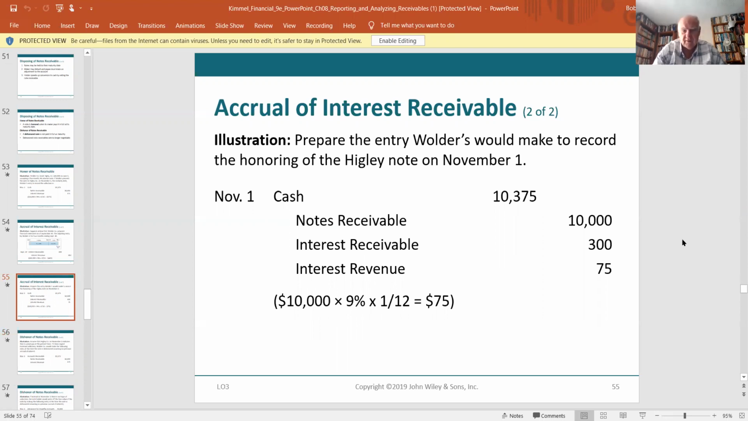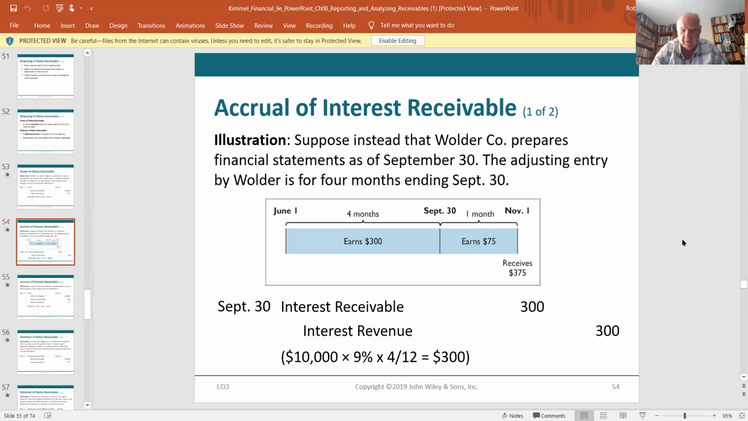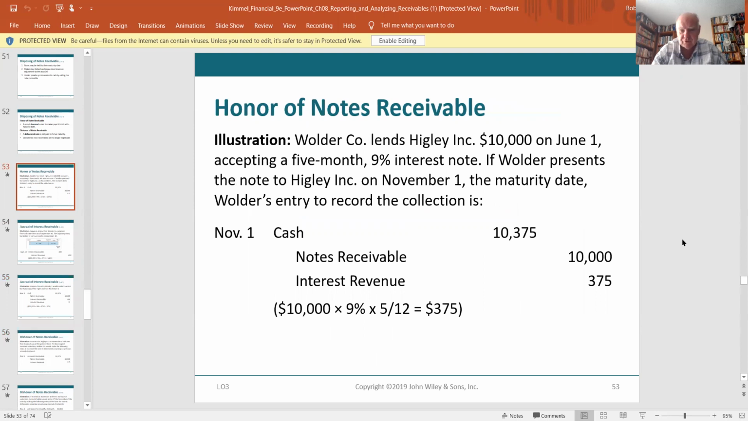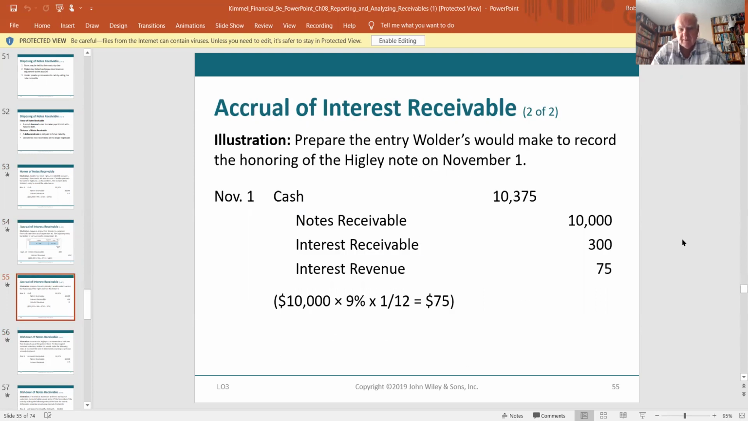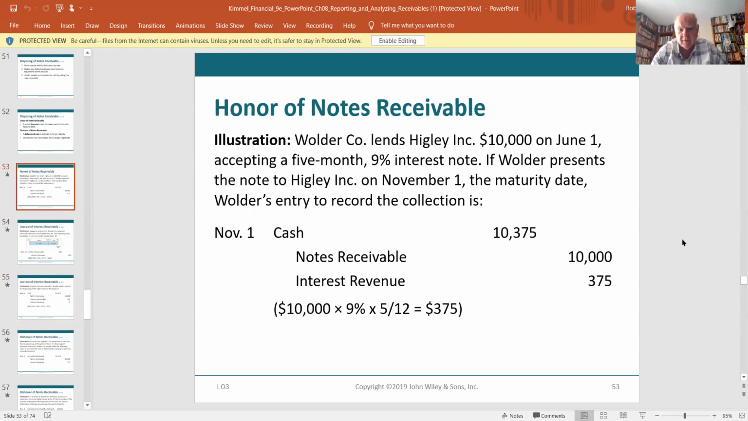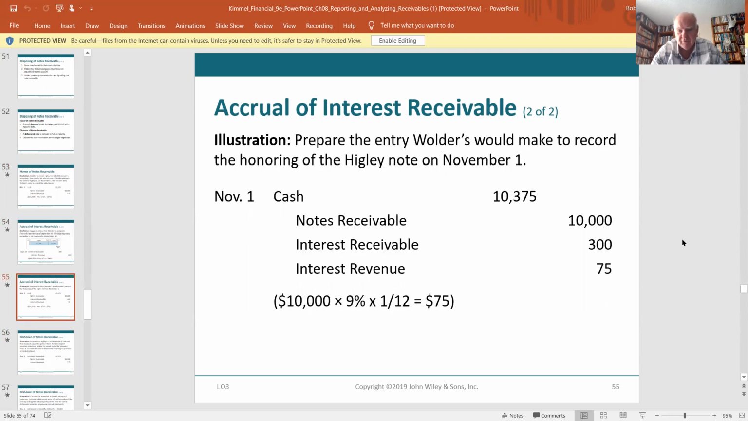Honoring the note. Here, they're paying us with the interest. The only difference between this and this is they had the interest revenue mixed in there. So here they're showing us cash, notes receivable, interest revenue. Going back to here, what they did was they had not accrued any interest yet. Here they've accrued the interest and they had that interest receivable account set up.